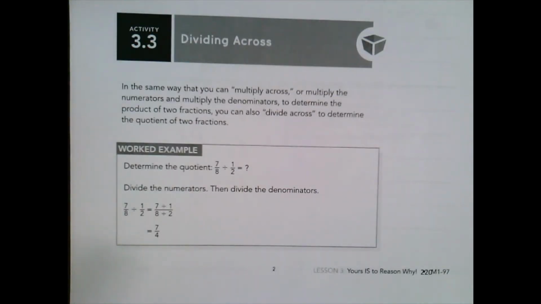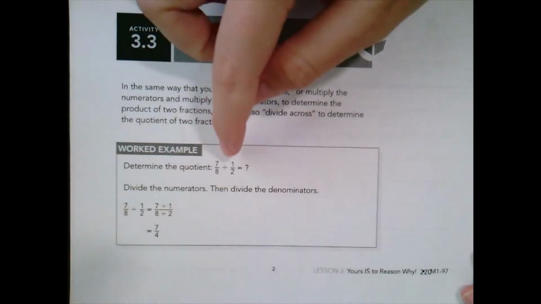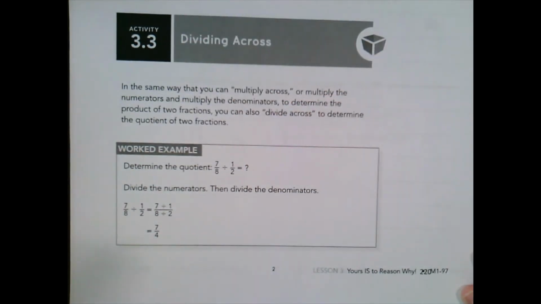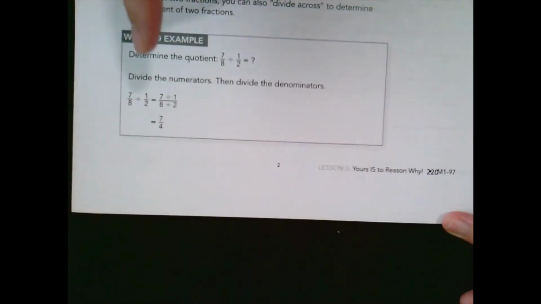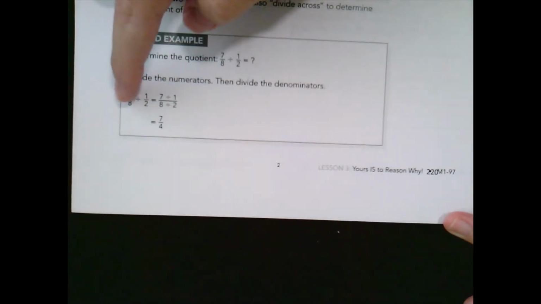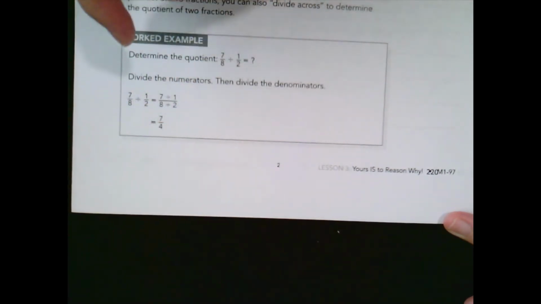We're going to be on activity 3.3, dividing across. Previously I talked about the keep change flip method, where you would change the division sign to multiplication and then get the reciprocal of the last fraction. But today we're just going to divide straight across. As an example, we start off with 7/8 divided by 1/2. Look at the numerators: 7 divided by 1 is 7, and 8 divided by 2 is 4. So the fraction form of this would be 7/4.